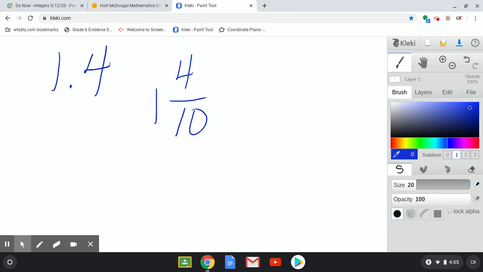Now, I would still need to simplify my fraction part down. So if you notice, 4/10 can be simplified. Don't forget to carry over the whole number. That's one very common mistake students make. They simplify the 4/10 and then in their final answer, they forget to carry that 1 over.